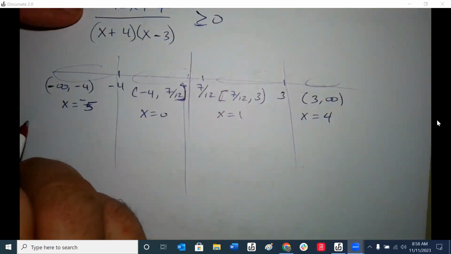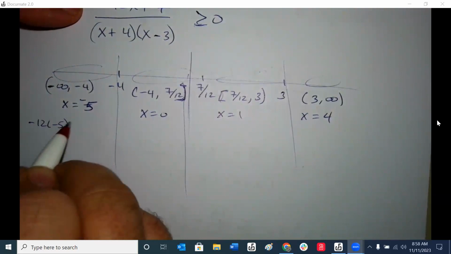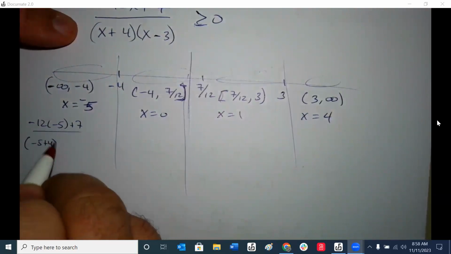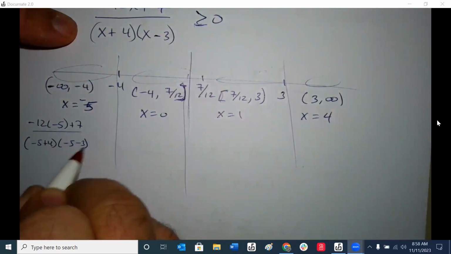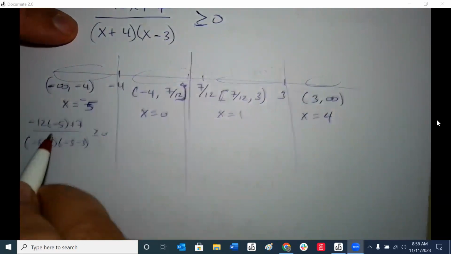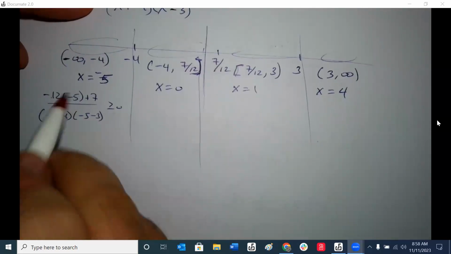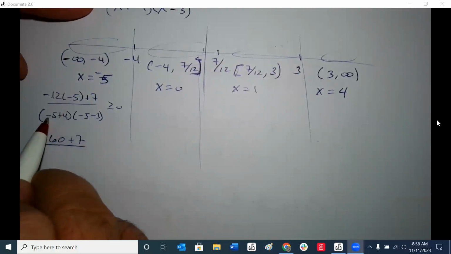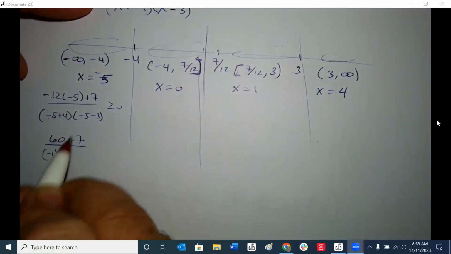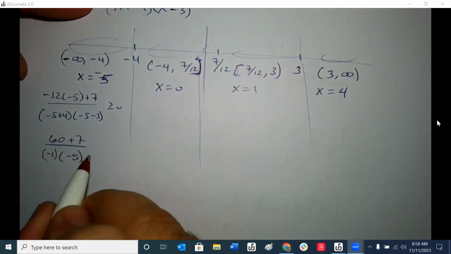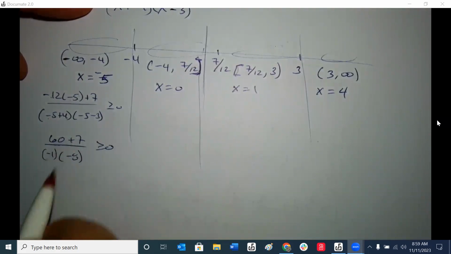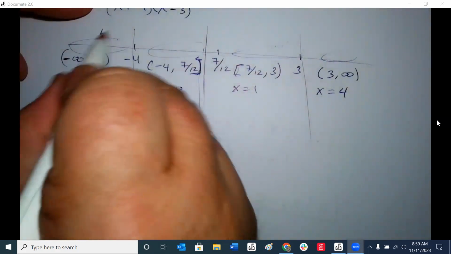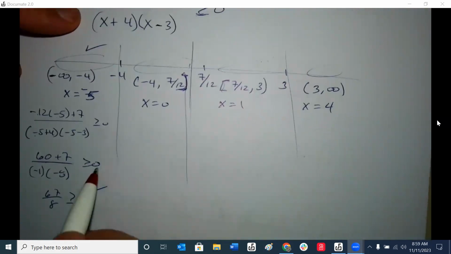So at -5, we have -12 times -5 plus 7, over -5 plus 4, -5 minus 3. Is that positive? Negative times negative is a positive. That's 60 plus 7. -5 plus 4 is -1. Times -8. So that's 67 over 8. That works. So we can use this interval. It's above the x-axis.